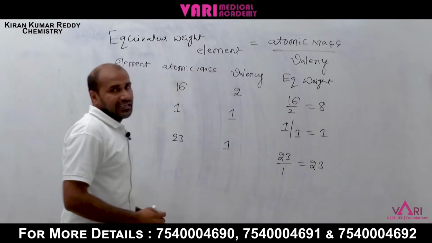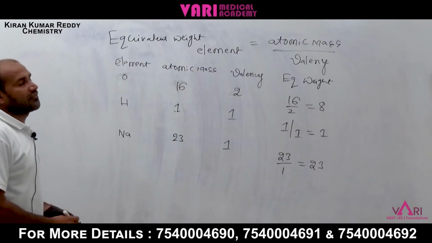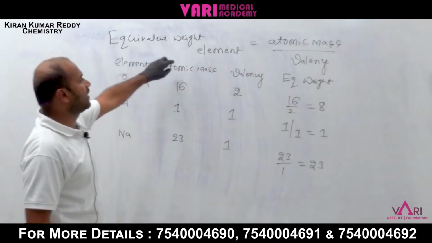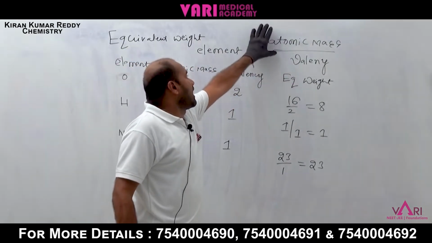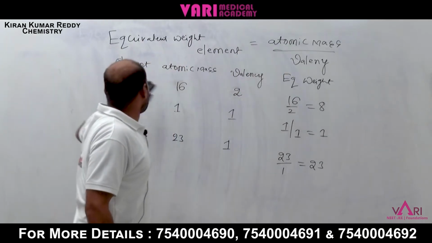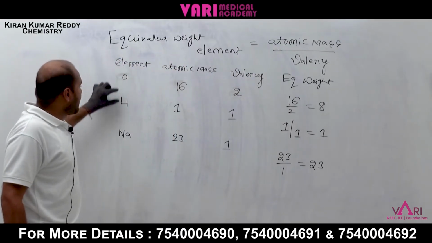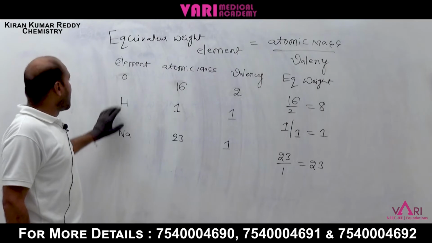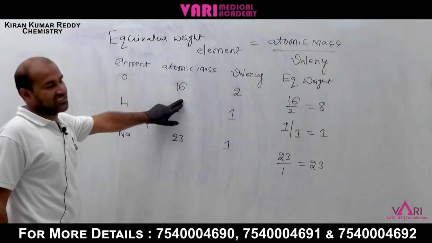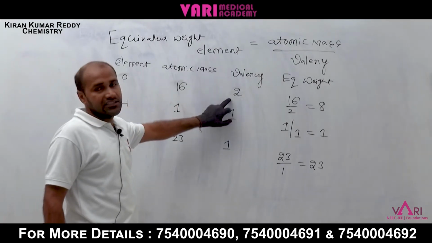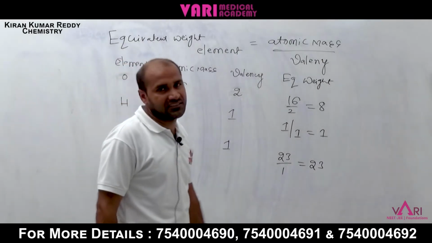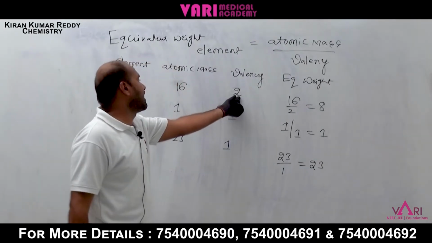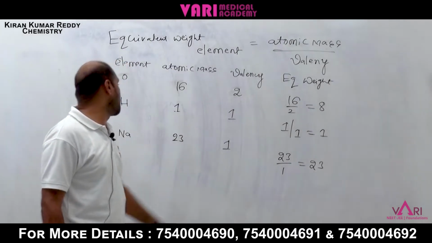If you calculate the equivalent weight of an element, what is the formula? Atomic mass by valency. First I am taking oxygen, hydrogen, sodium. Oxygen atomic mass is 16, the valency is 2. Oxygen shows 2, 4, 6 valency, but here the standard valency is 2.